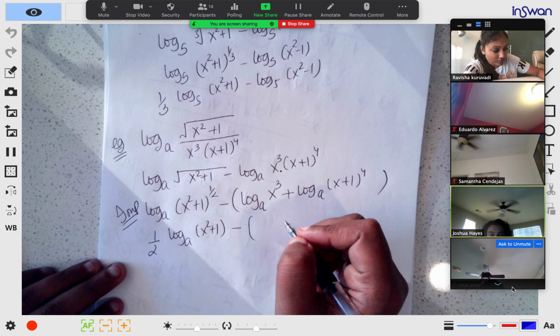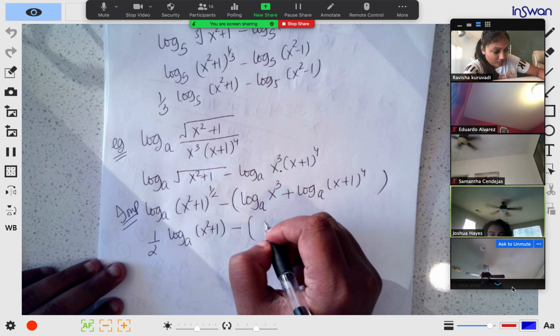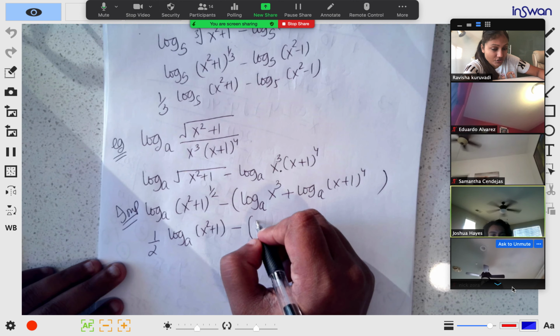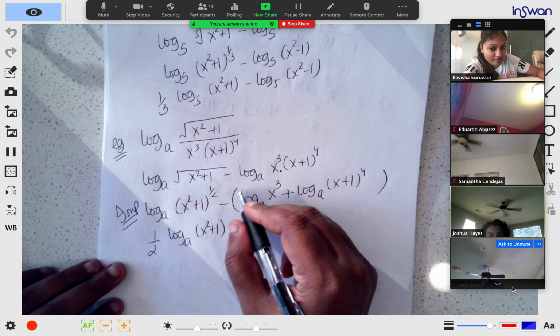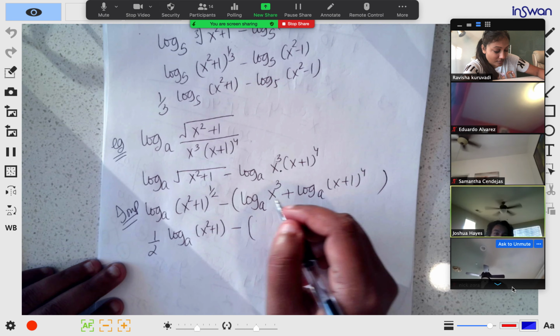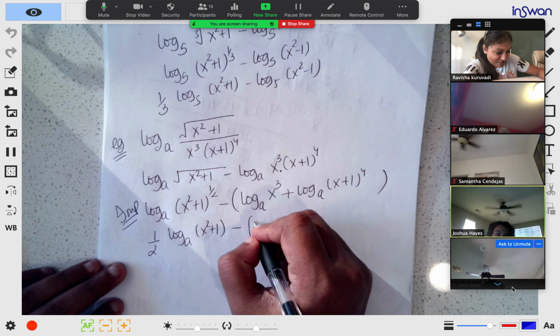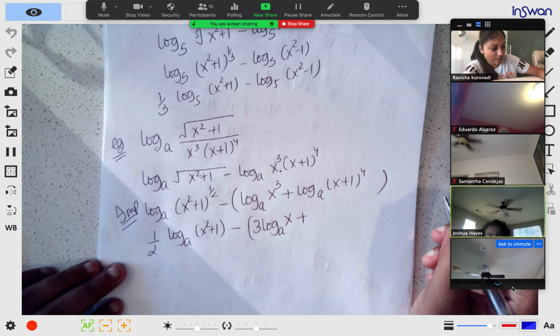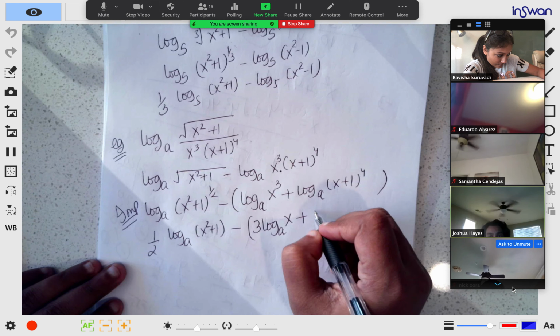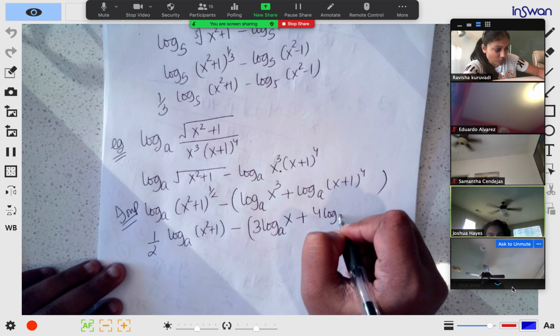That one would be x to the power of 3, log a. No, this 3 will come in front, right? The power? Oh, yeah, sorry. 3 log ax. Perfect. What about this one? That would be 4 log a, x plus 1. Perfect. Let's open the bracket.